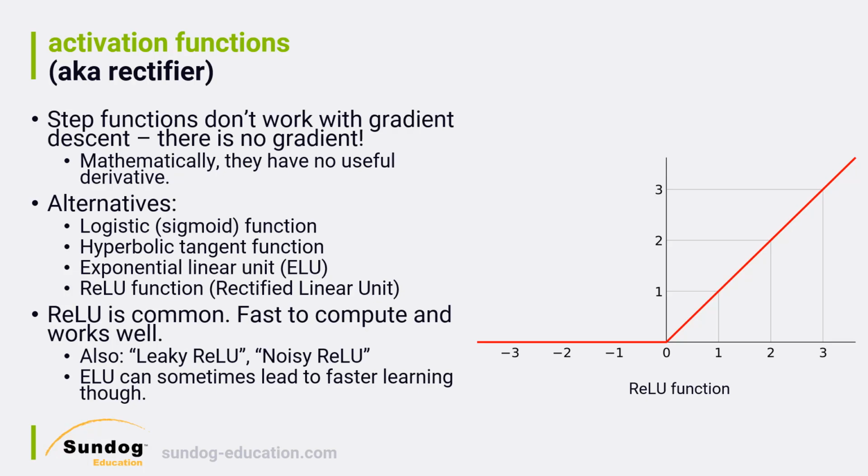One is called leaky ReLU. So the idea there is that instead of being flat left of 0, it actually has a very small slope. And again, that's for mathematical purposes, to actually have a meaningful derivative there to work with, and that can provide even better convergence. There's also something called noisy ReLU, which can also help with convergence a little bit. But these days, ELU, the exponential linear unit, often produces even faster learning.